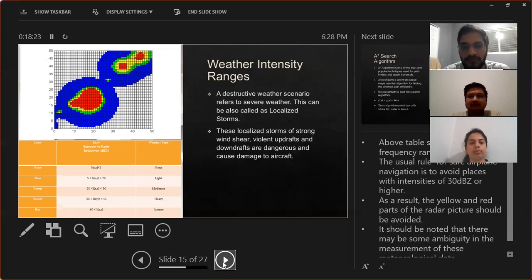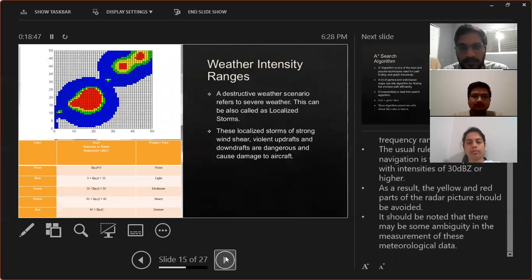The usual rule of safe airplane navigation is to avoid places where intensity is greater than or equal to 30 decibels. As a result, the yellow and red range areas need to be avoided. It should be noted that there may be some ambiguity in the measurement of these range values because it is in an open environment. Coming to next slide.